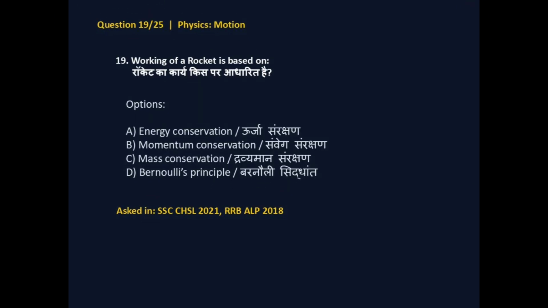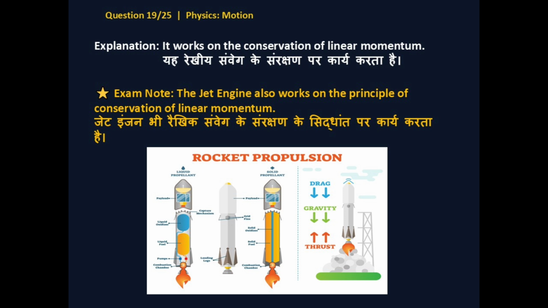Number 19. The working of a rocket is based on. Correct option is option B, momentum conservation, because it works on the conservation of linear momentum. So here comes an exam note. The jet engine also works on the principle of conservation of linear momentum.